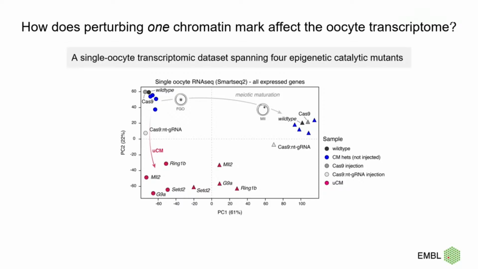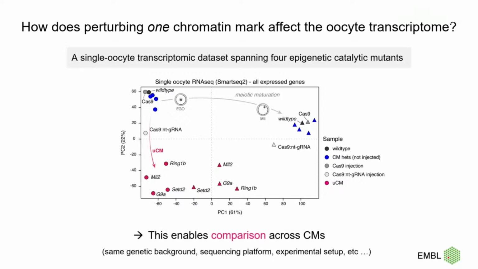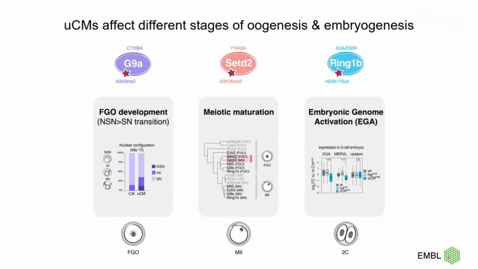And one thing we really like about this dataset is that for the first time, we have everything done in the same system by the same experimentalists, in the same sequencing platform, so we can finally compare and contrast mutants, something that wasn't really possible in the past when you would make one flox allele and just profile that particular mutant. And so this comparison enabled us, for instance, to highlight phenotypes for the different catalytic mutants at the FGO stage, M2 stage, or even in embryogenesis.